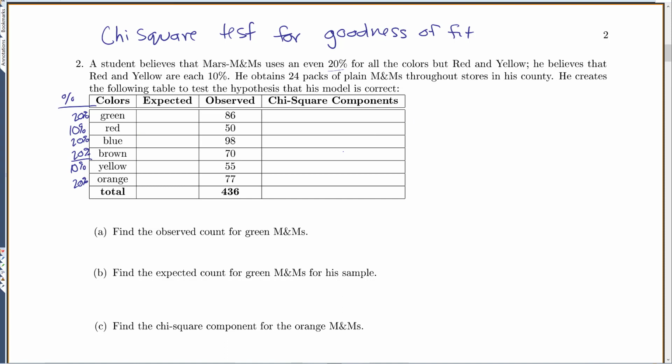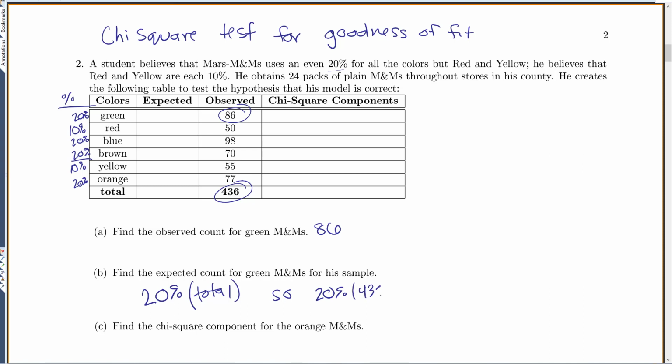Let's look at our parts. Find the observed count for green M&Ms. Well, if I look at green, my observed count is just 86. That's what I actually got. Find the expected count. Well, it's supposed to be 20%, and then we'll times it by our total. So 20% for green times our total of 436.